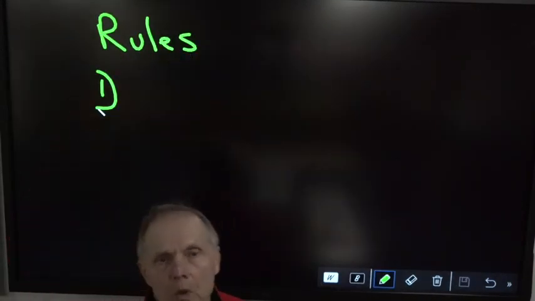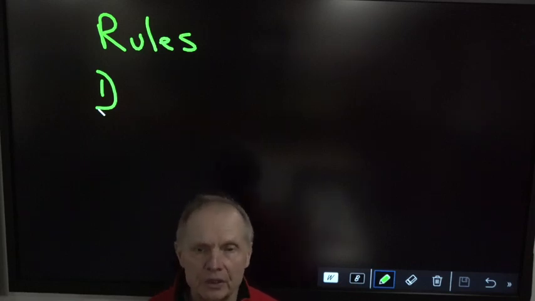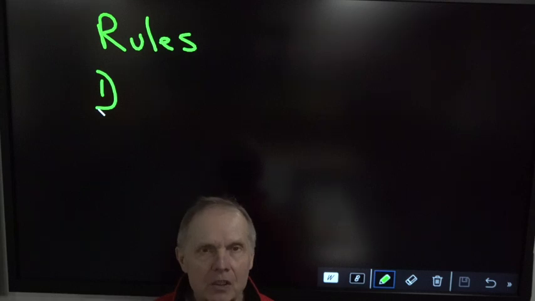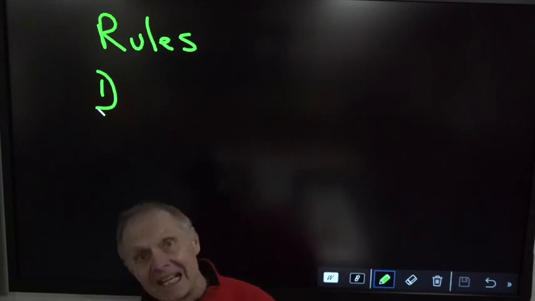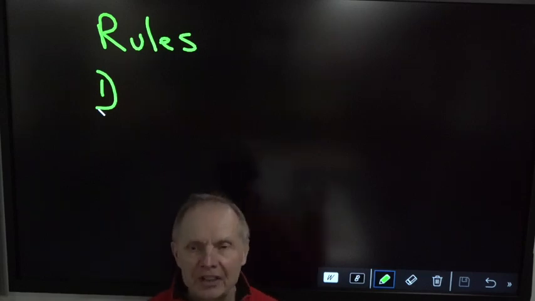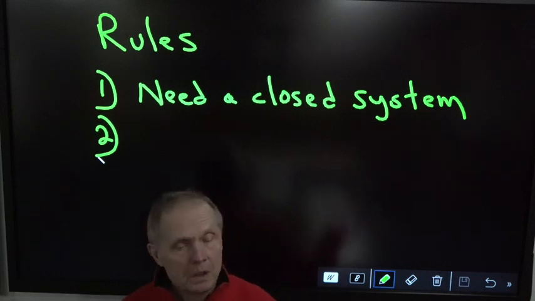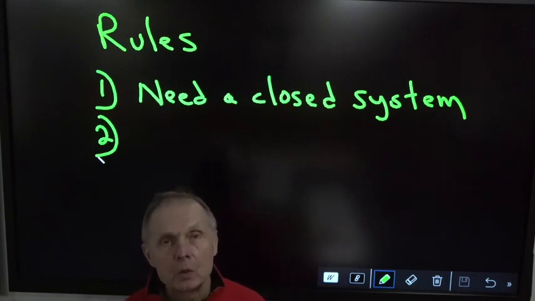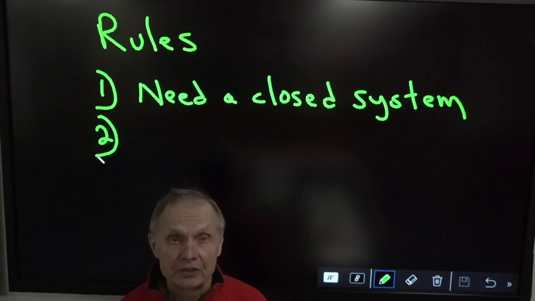So the first rule in order to have dynamic equilibrium between the reactants and the products is you have to have a closed system. In other words, you can't gain any products or reactants and you can't lose any products or reactants. It has to be closed. That's the first thing. If you have an open system, you can't have equilibrium occur. Okay? Now, the other thing you have to have is this.